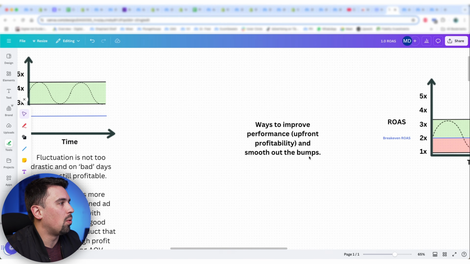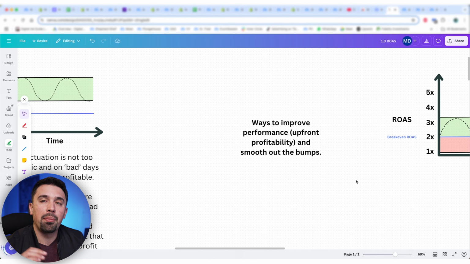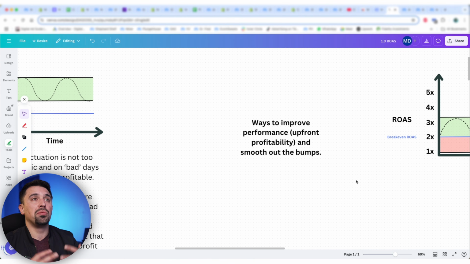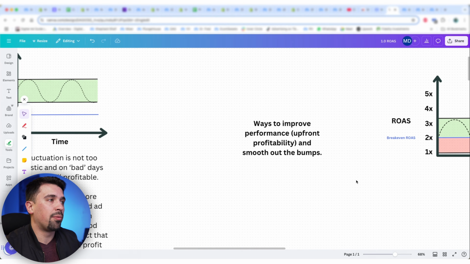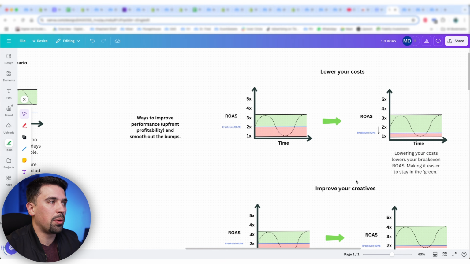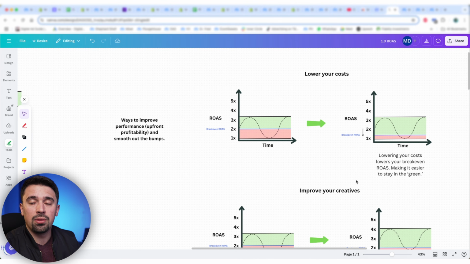So let's talk about ways to improve performance on upfront profitability. Okay, how do we smooth out these bumps, right? And I'm really focusing on upfront profitability here because, obviously, lifetime customer value is extremely important, but I'm just really focusing on upfront profitability here. How can we be profitable on the first sale in Meta Ads?